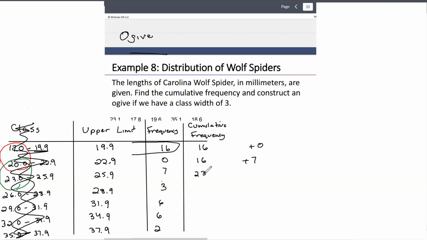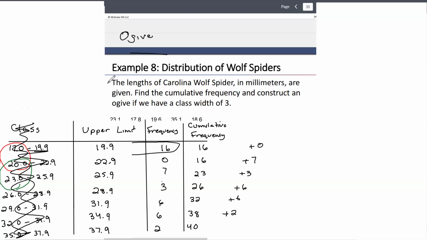Okay. And then what we'd end up doing is we'll add that 3 on, and then we're going to end up with a 26. Then we're going to add that next one, so that's 6. So we should have a 32. Then we're going to add on the 6 again, so we end up with a 38. And then we add on that last frequency of 2, and we end up with 40.